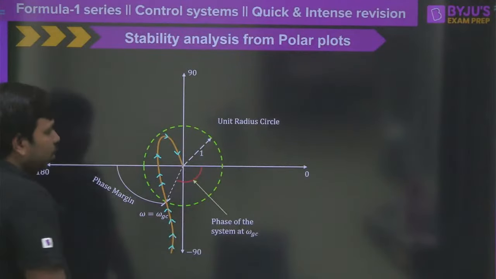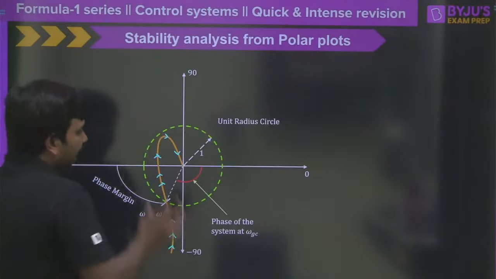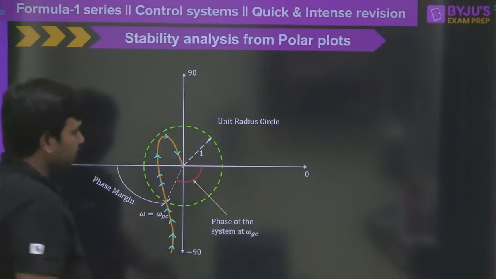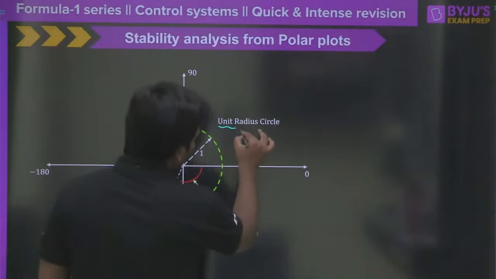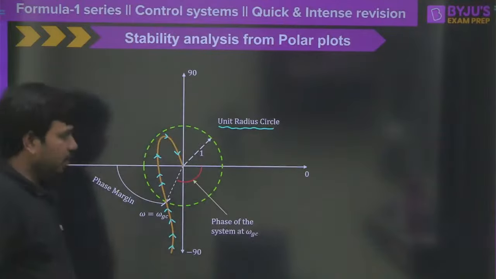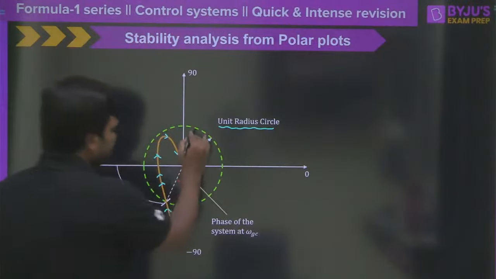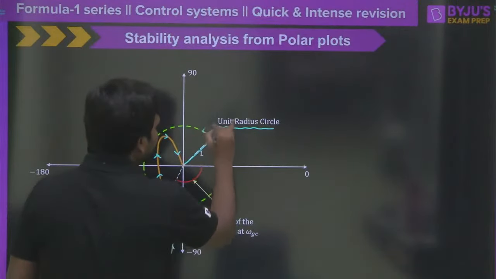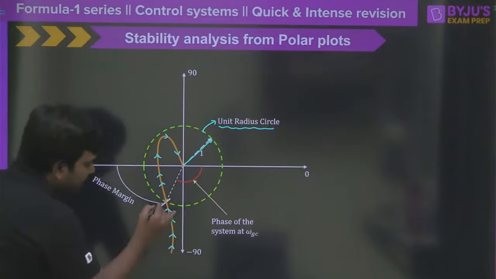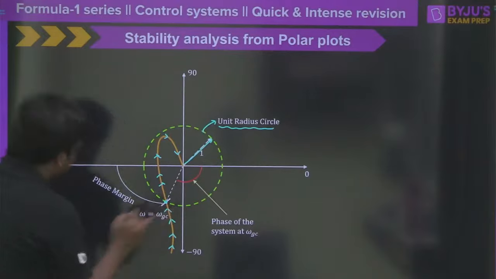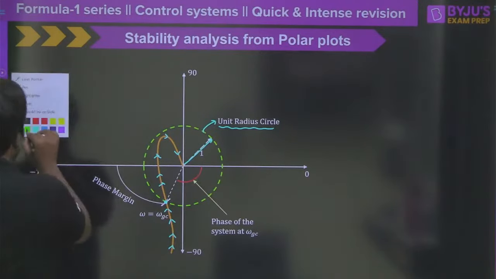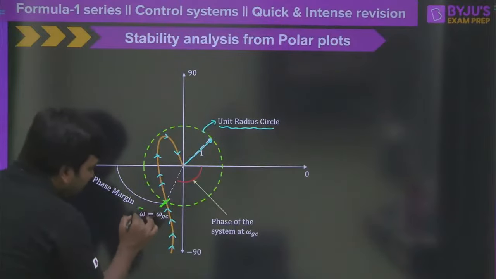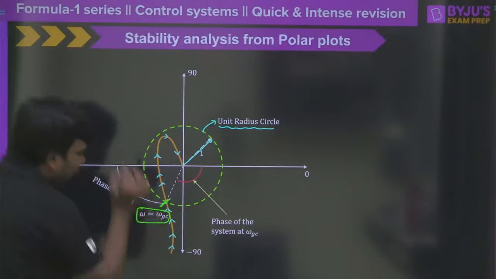Now you need to know at what frequency the magnitude becomes 1. That's why we draw a unit radius circle. This is considered a unit radius here. That means this circle is a unit radius circle, and this circle is cutting exactly at this point. Let me say this is the point where it is cutting the polar plot, and that point is considered as omega equal to omega GC here.